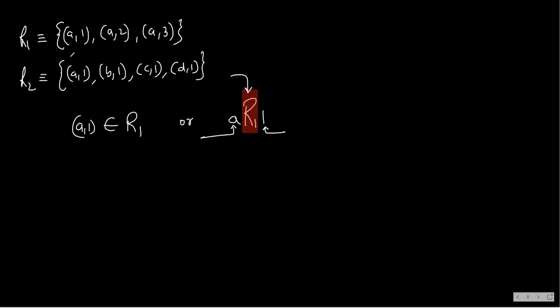You can either write that A, 1 belongs to R1. This is how you know it. Or you can simply write A R1 1. Same way here, say B comma 1. You have B, 1 belongs to R2, or you will write B R2 1.